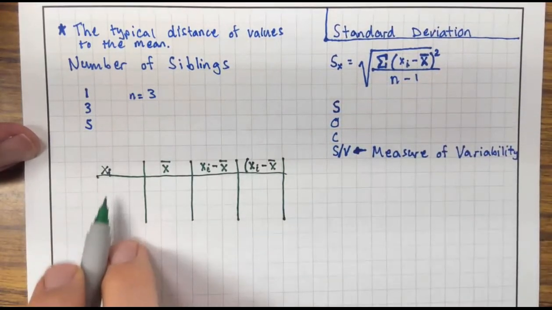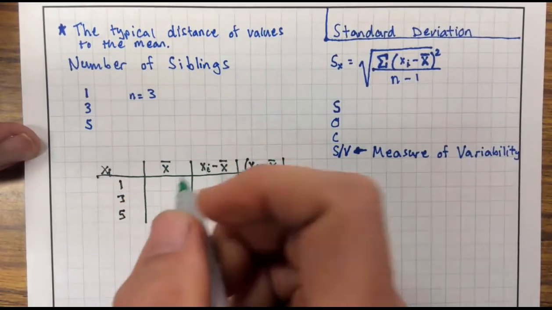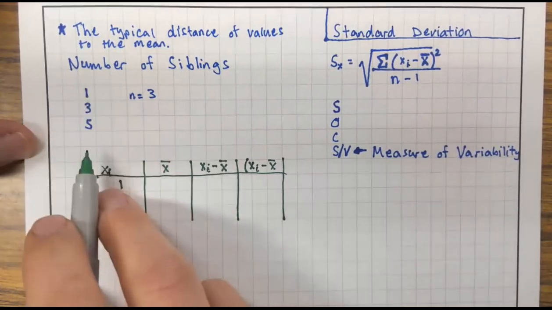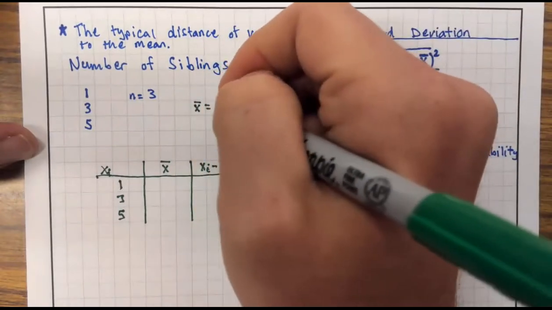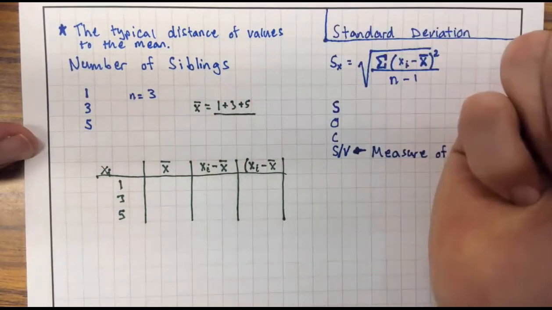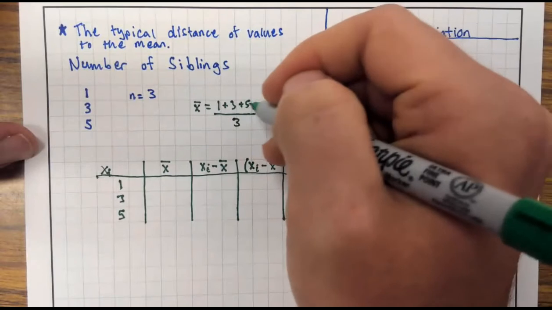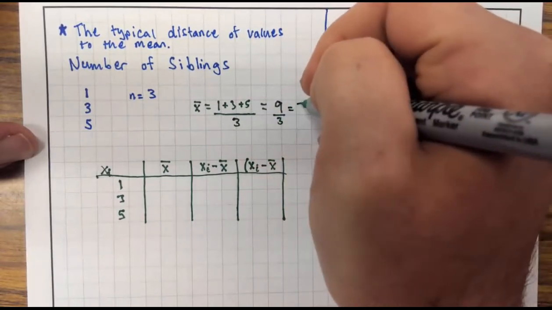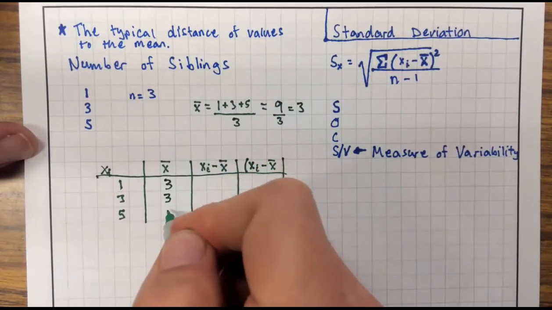Okay, so each observation, we had an observation of 1, of 3, and of 5. We need to know what the average is. What's the mean of this data set? And again, the mean's super easy to find. We just need to add up each individual value. So 1 plus 3 plus 5, then divide by the number of observations, which again was 3. So 1 plus 3 is 4, 4 plus 5 is 9. 9 divided by 3 is 3. Okay, so our mean is again 3.